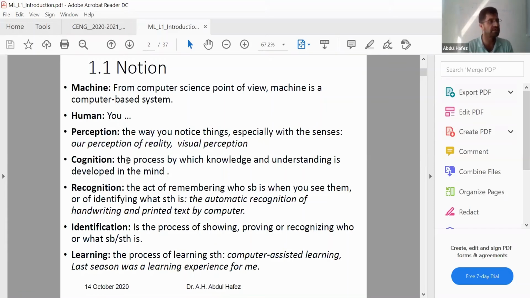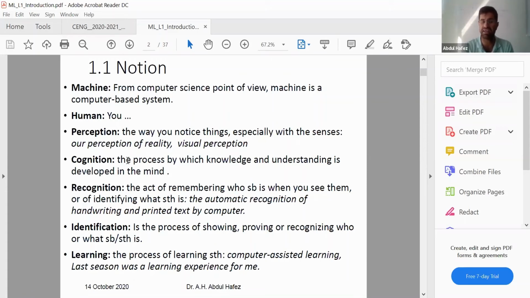We can say it is identification. But when we talk about objects or humans or something like this, it is recognition, not identification. So recognition is something special from the general case, that is identification. Now we come to the more important notion.